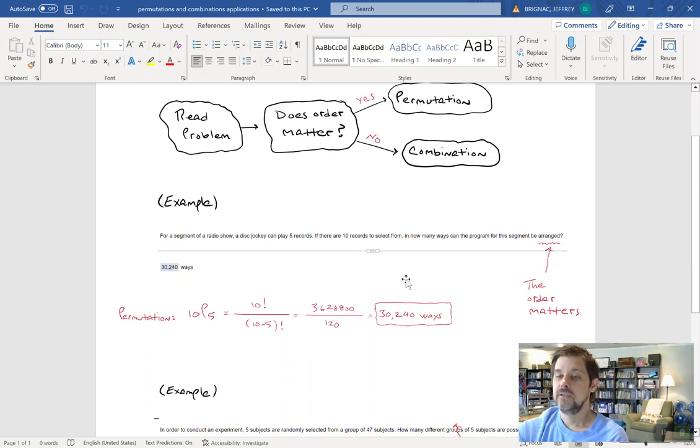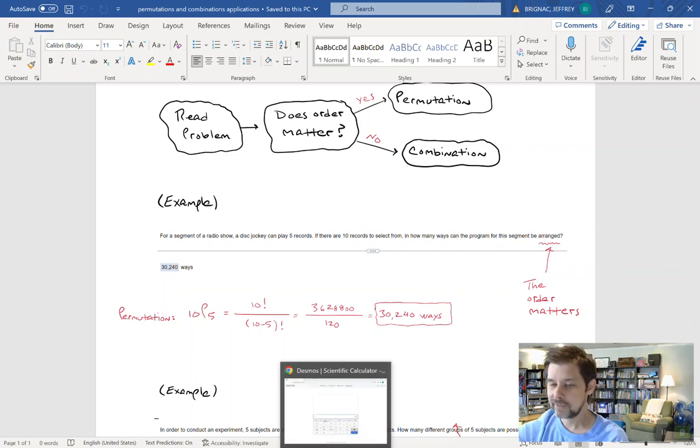Okay, so here's an example where we'll have to read it and make a decision. It says for a segment of a radio show, a disc jockey can play 5 records. Okay, this seems really old-fashioned, but okay. 5 songs, I guess, and there are 10 records or songs to choose from. So we got 10, we're going to choose 5. And how many ways can the program for this segment be arranged?